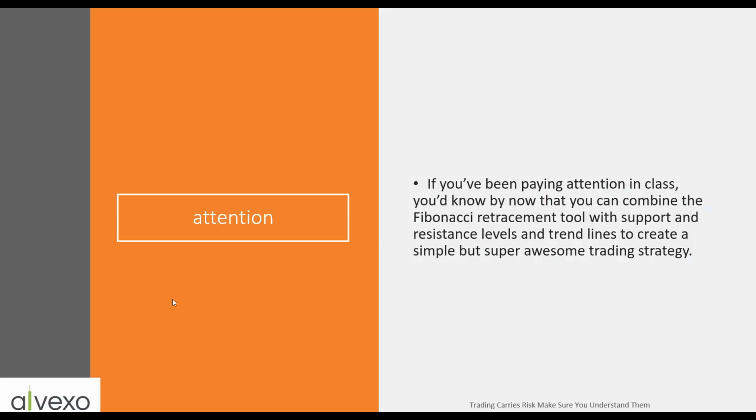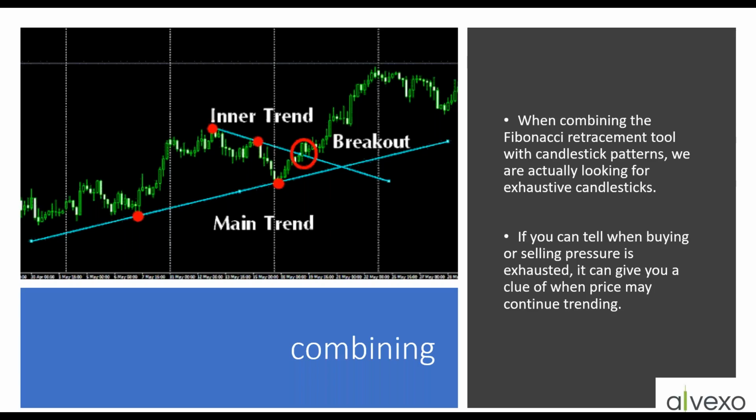So if you've been paying attention in class, you know by now that you can combine the Fibonacci retracement tool with support and resistance levels, trend lines to create a simpler but an awesome trading strategy. When combining the Fibonacci retracement tool with candlestick patterns, we are actually looking for exhaustive candles. If you can tell when buying or selling pressure is exhausted, it can give you a clue of when price may continue trending.